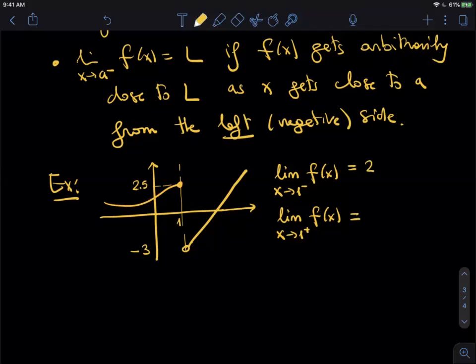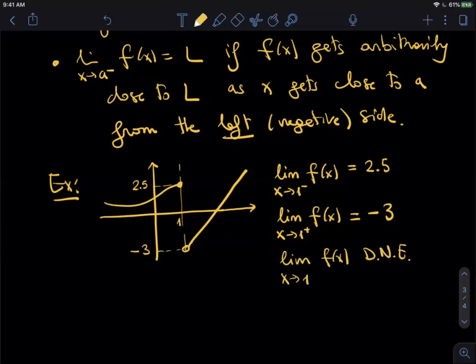Anyway, 2.5. And if I do the same from the right, the positive, I'm traveling and I will end up where? At -3. So these are the limits, the one-sided limits. Does the limit as x tends to 1 of f of x exist? No, it can't, because the two one-sided limits are far apart.